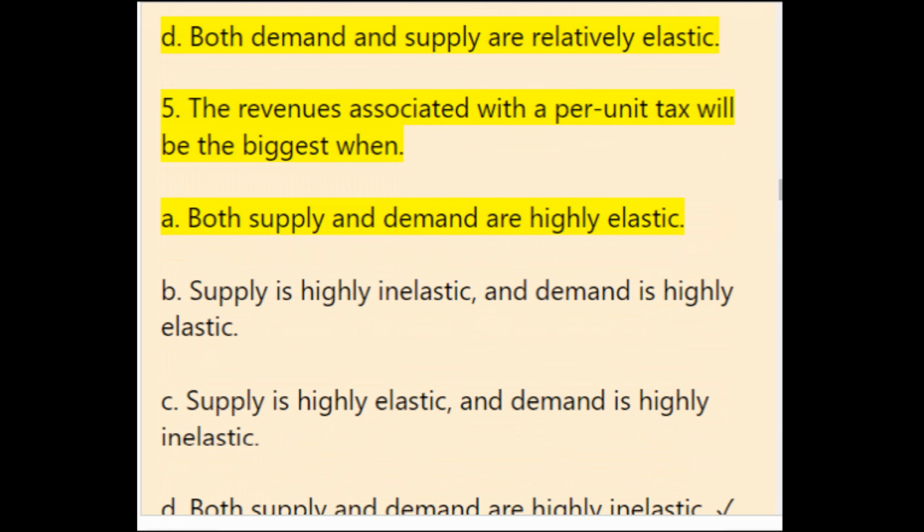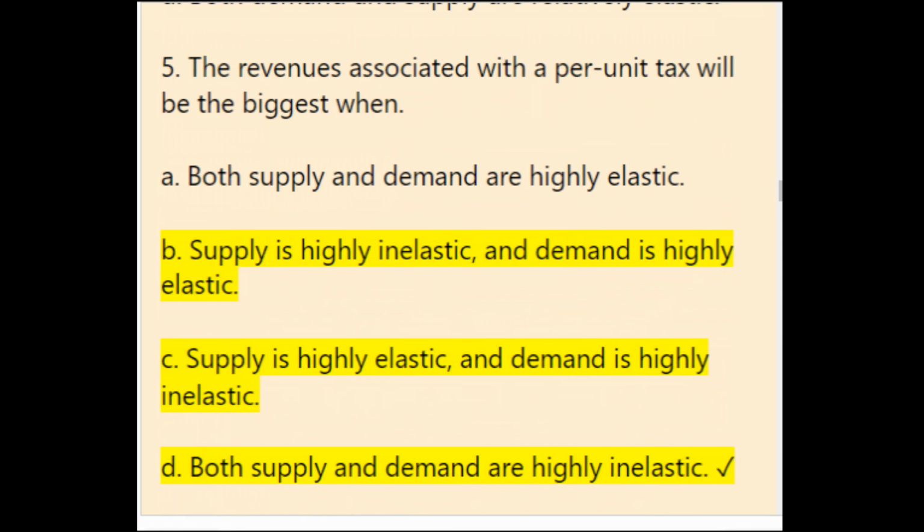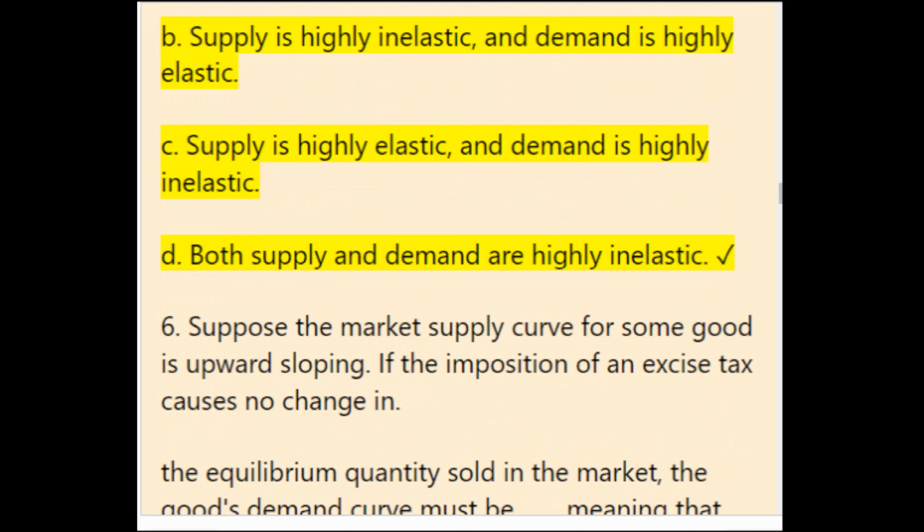5. The revenues associated with a per unit tax will be the biggest when A. Both supply and demand are highly elastic. B. Supply is highly inelastic, and demand is highly elastic. C. Supply is highly elastic, and demand is highly inelastic. D. Both supply and demand are highly inelastic.